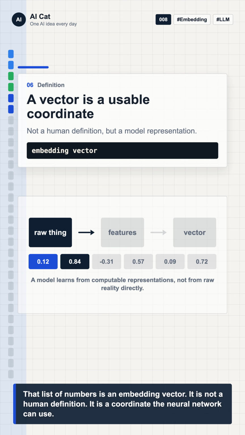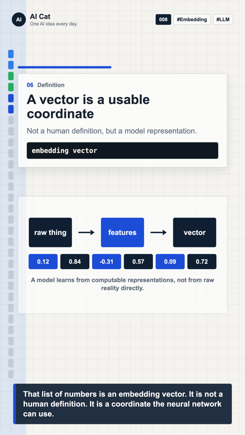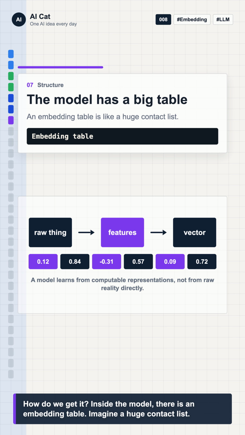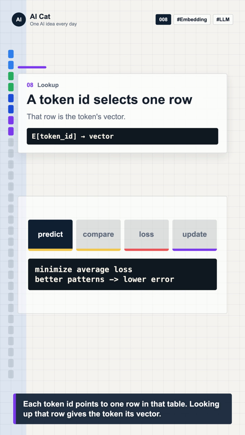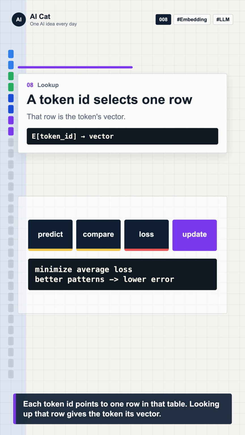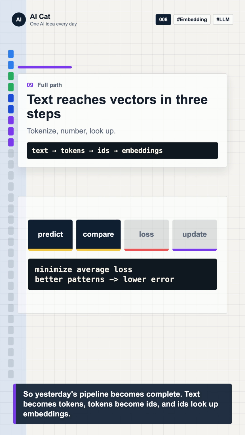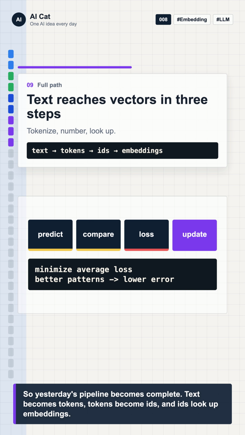That list of numbers is an embedding vector. It is not a human definition. It is a coordinate the neural network can use. How do we get it? Inside the model, there is an embedding table. Imagine a huge contact list. Each token ID points to one row in that table. Picking up that row gives the token its vector. So yesterday's pipeline becomes complete. Text becomes tokens, tokens become ids, ids look up embeddings.